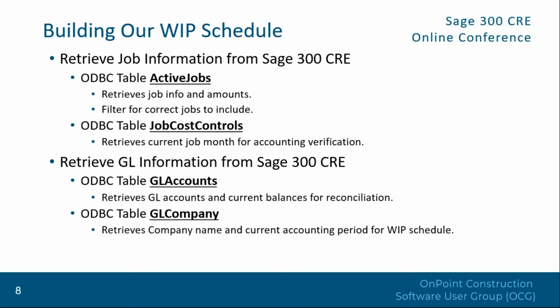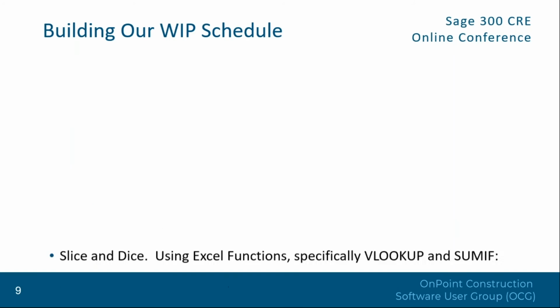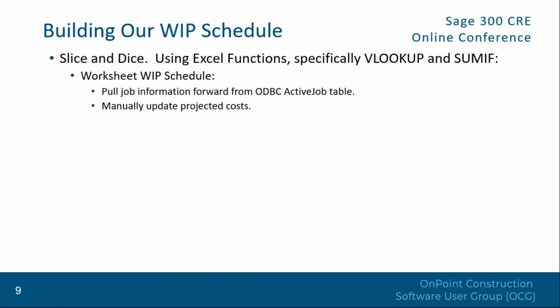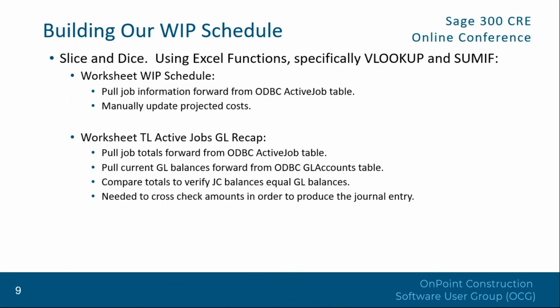Okay. So we bring those over, then we slice and dice them, what I call a slice and dice. What we're doing is pulling that job information forward to the WIP schedule, which we will see in a second. And the only thing I should have to do is manually update my projected cost. And at that point, it should give me my correct WIP schedule for the month. Okay. The GL recap schedule, which we talked about, pulls my job and my GL balances forward, and it compares them just to make sure that my activity in job cost matches my activity in GL.